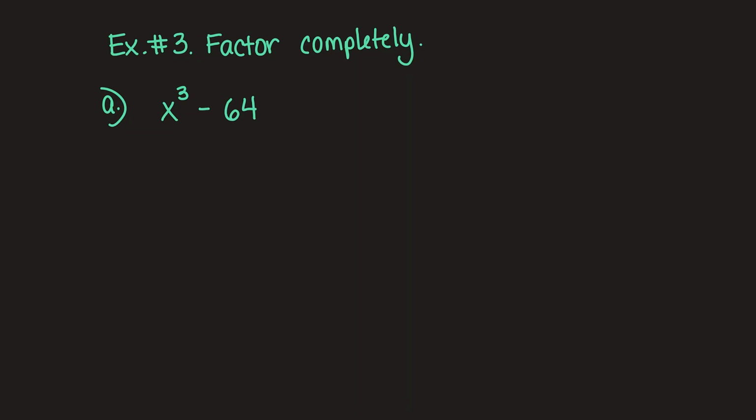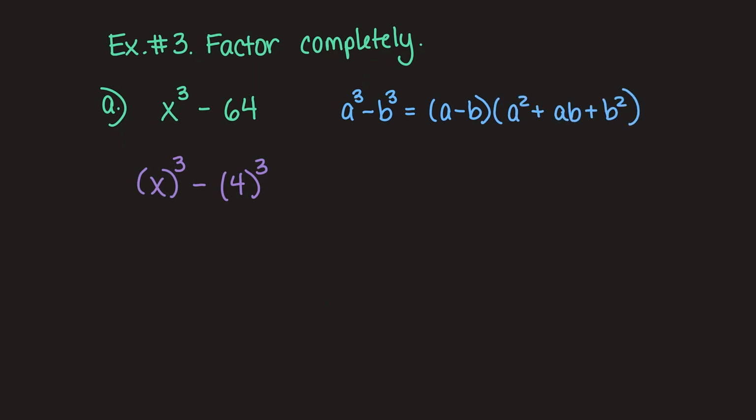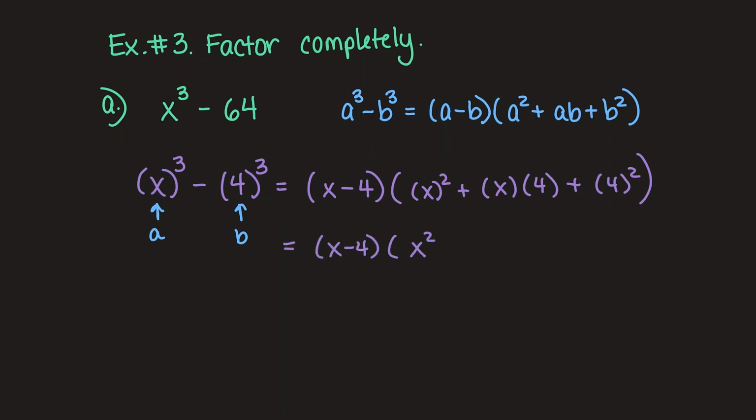For this example, notice that the binomial is a difference of two cubes, since this can be written as x cubed minus 4 cubed. Therefore, we can use our formula for factoring a difference of two cubes, where x is a and 4 is b. So we have x minus 4 times x squared plus x times 4 plus 4 squared. Simplifying this, we get x minus 4 times x squared plus 4x plus 16. And now we have factored our polynomial.